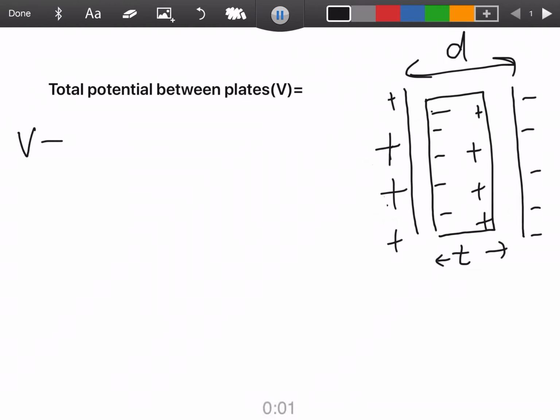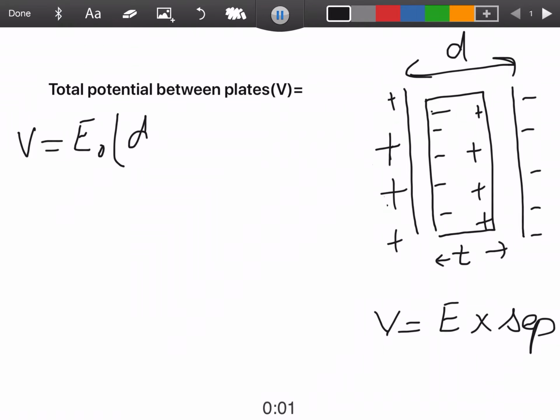Now we know the formula for electric potential is equal to electric field multiplied by separation. So now the potential in the free space will be equals to electric field in the free space. We have taken it equal to E naught multiplied by the free space between two plates. Now free space will be equals to D minus T because T is the thickness of that slab, plus electric field in the dielectric. Now electric field in the dielectric we have already calculated it.